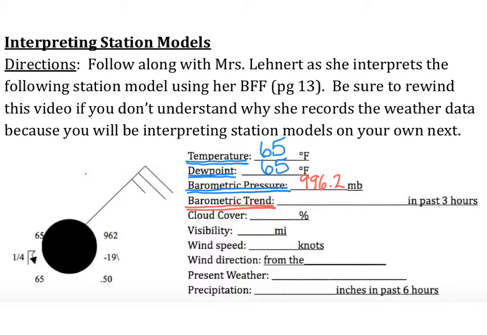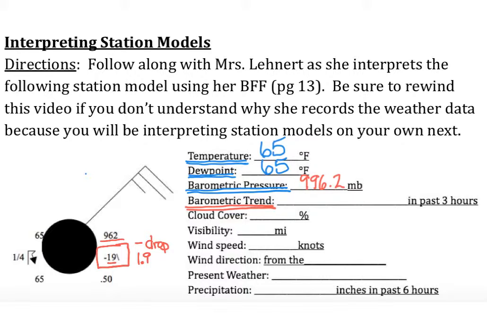All right, so here was our pressure. So that must mean that this is our barometric trend number. So this time we have a minus, which means it's going to be dropping, if you remember. And this is a 1-9. And if you remember, we have to put a decimal in between the two numbers. So it should be 1.9 millibars.